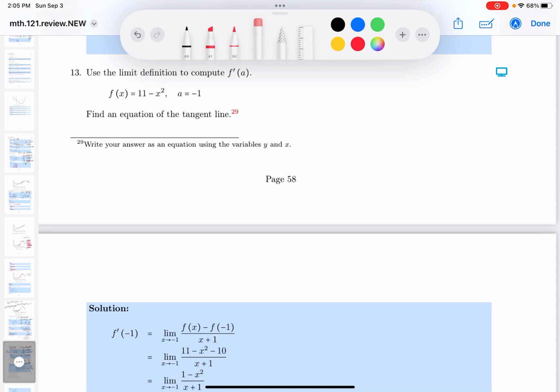Okay, I'm being asked to do two things. One thing I'm being asked, by definition, is to find f prime at the number minus 1. And it's relatively simple to write down. It might not be easy to do, but it's simple to write down.